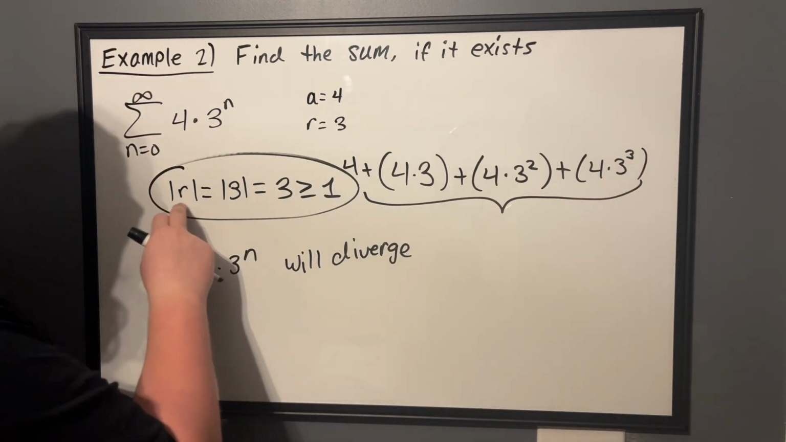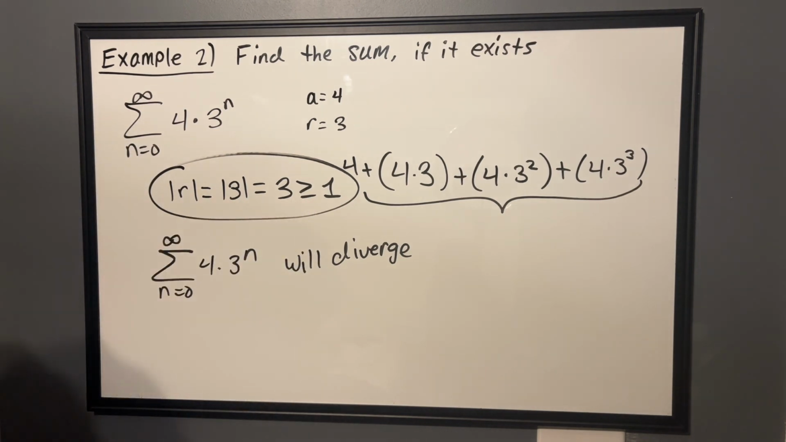But we can show that by using the absolute value of r and explaining why it's greater than or equal to 1. But yeah, that's it for example number 2. We're going to go ahead and move on to example number 3.